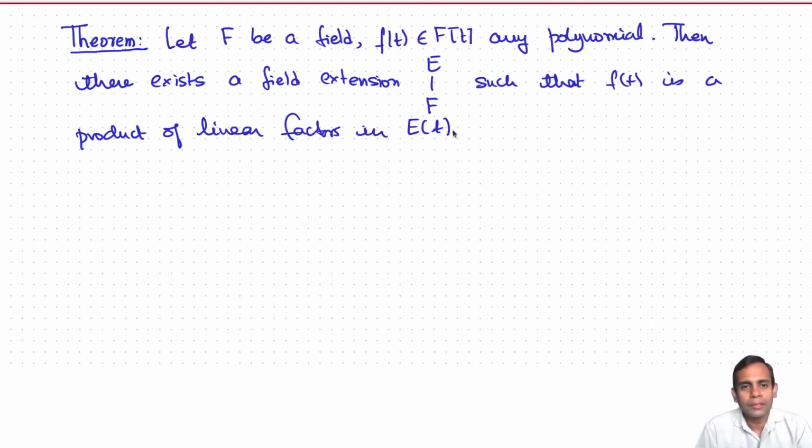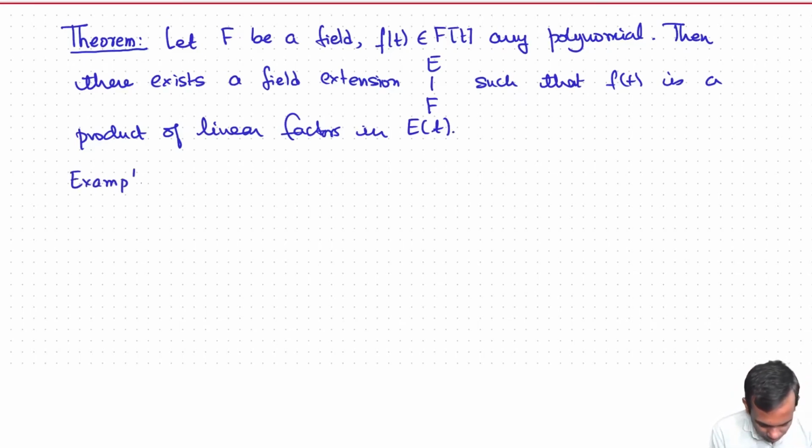We know, of course, that when we take a field contained in the complex numbers, the complex numbers will always serve the purpose of the field E. But in more general situations, we actually need to construct this field extension E over F. Let's look at a couple of examples before we go to the proof.